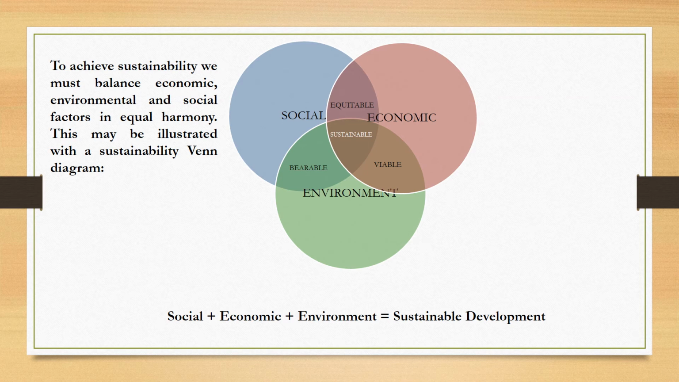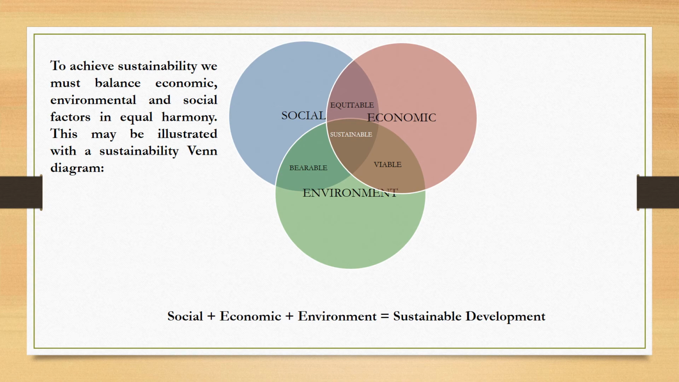Now, from this Venn diagram, we see that social plus environment is bearable. That is environmental law, public involvement, reporting, and publishing. That is bearable. Next is environmental and economic is viable. That is what energy efficiency, subsidies, tax breaks, carbon credits, these are.